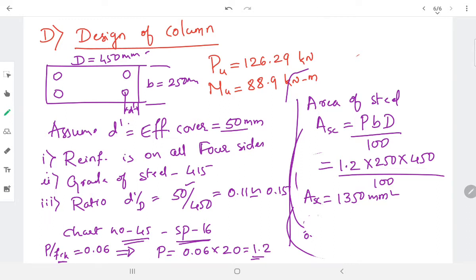You can use bars of 12 mm and above. Here I am using 16 mm diameter bars. So calculate how many are required in the column: 1350 divided by pi by 4 into 16 square. So approximately 7 bars are required. We cannot provide an odd number of bars in the column, so we have to approximate it to an even number. I'll take it as 8. So 8 bars are provided in the column.